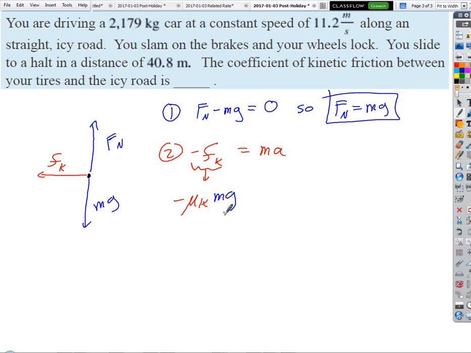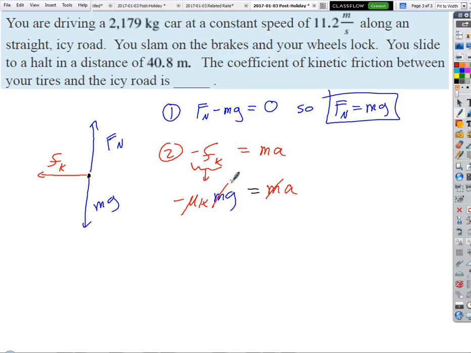Everybody agree? Did we skip a step there? Okay, and that's equal to ma. So the mass doesn't even matter. Really the mass doesn't make any difference here, does it? We could cancel it out. If I want to know what the coefficient of kinetic friction is, I'm just going to divide each side through by negative g, right? Everybody agree? And what's the problem? What don't we know? Acceleration.